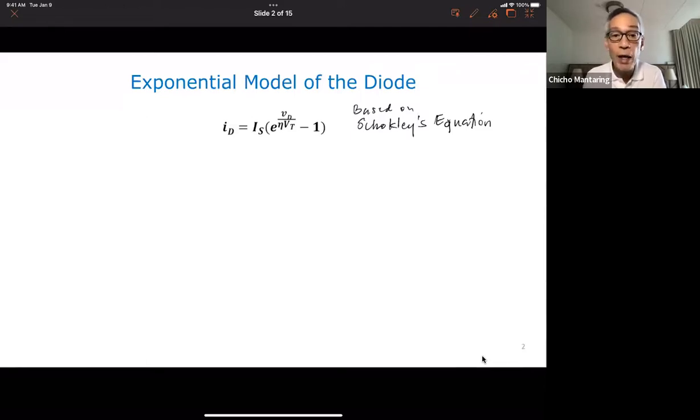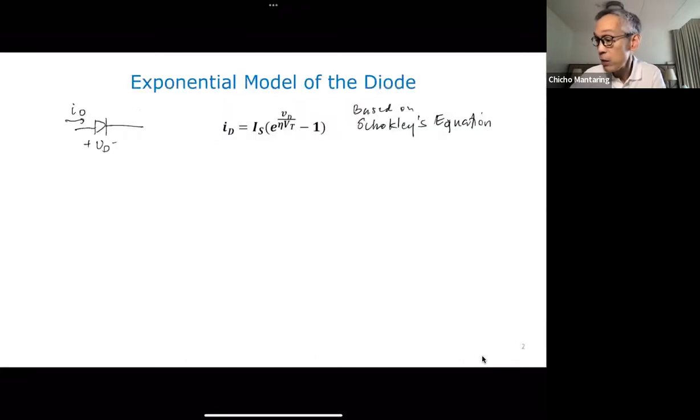Okay, so I_D is equal to I_S (e to the V_D over eta V_T minus 1), where we said that I_S is your reverse saturation current. This is a very small number, anywhere from 10 to the minus 9 to 10 to the minus 15. V_D is the voltage across the diode. So this is the reference, no? This is V_D, and this is I_D. So V_D is the voltage across the diode. V_T is your thermal voltage.